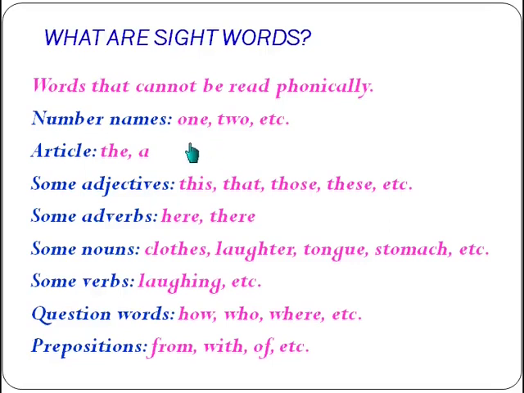And then, at the upper kindergarten level or in grade 1, the child would be taught how to spell these words. Number names, articles, some adjectives, some adverbs, some nouns, some verbs, all question words and all prepositions.